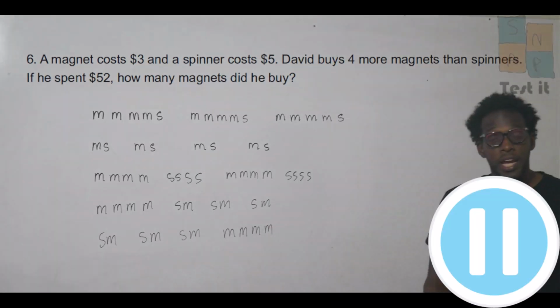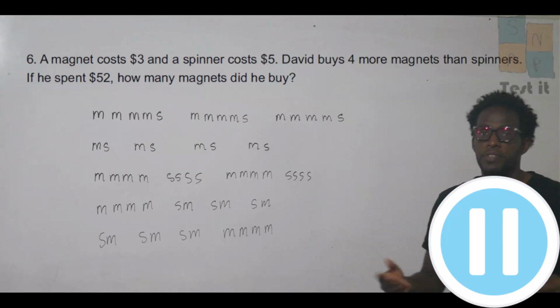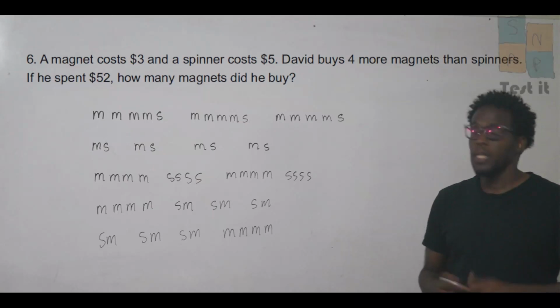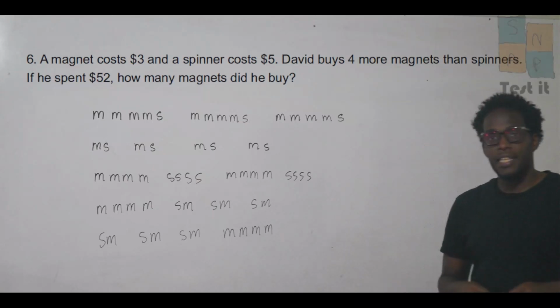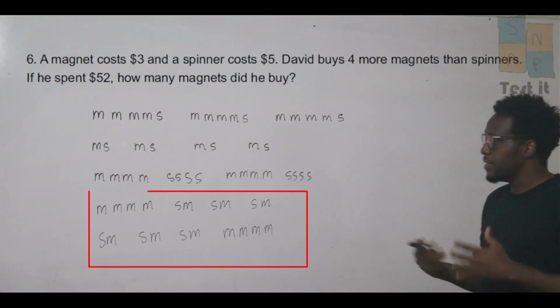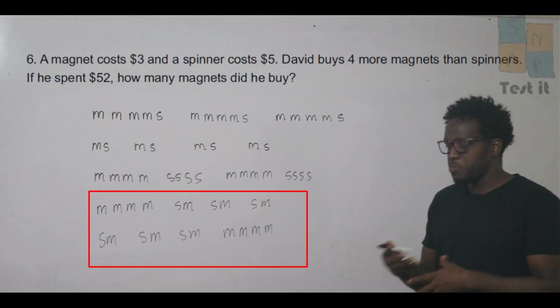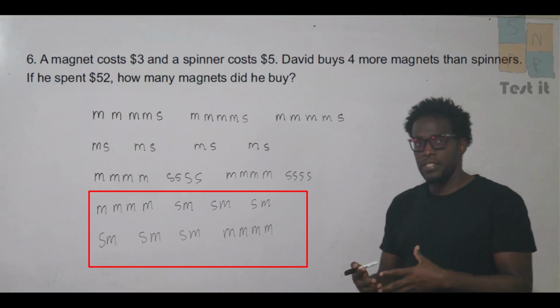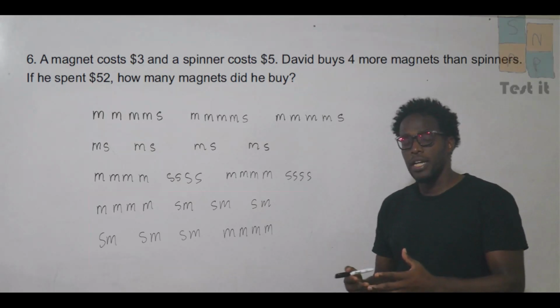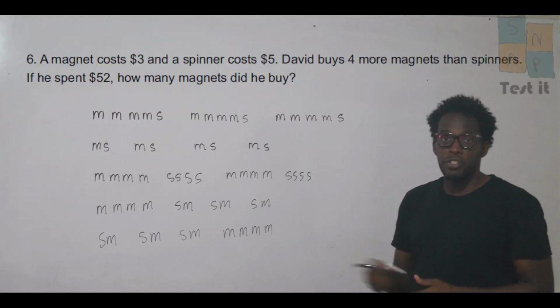What would you direct David to do? You can pause the video and think about it. Alright, so if you selected the last 2, you'd be right. David buys 4 more magnets than spinners, meaning that he was probably buying spinners and magnets in equal amounts all along, and then just at the end he purchased 4 more magnets.